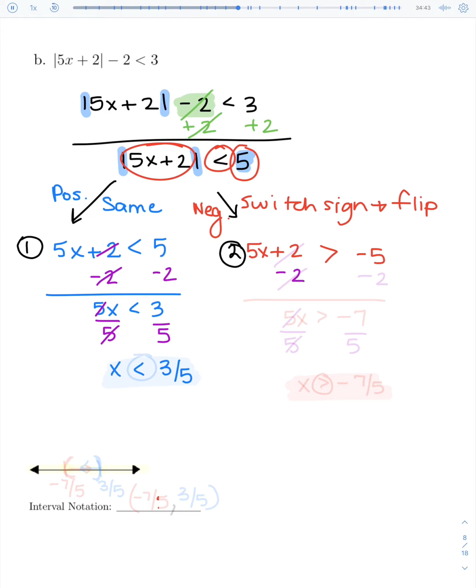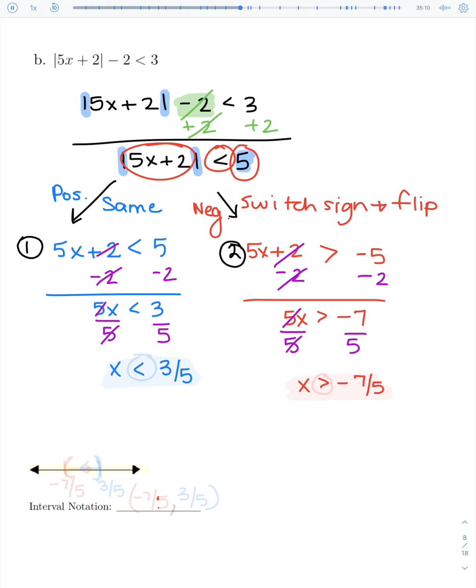Now we need to do the same thing with the second version. We'll subtract 2 from both sides, which will give us 5x is greater than negative 7. Then we'll divide both sides by 5, which will give me that x is now greater than negative 7/5. So we've got two parts, and we've just got to put this together now.